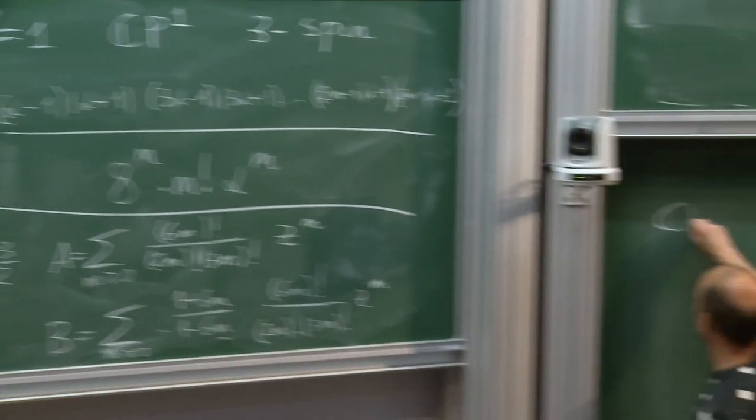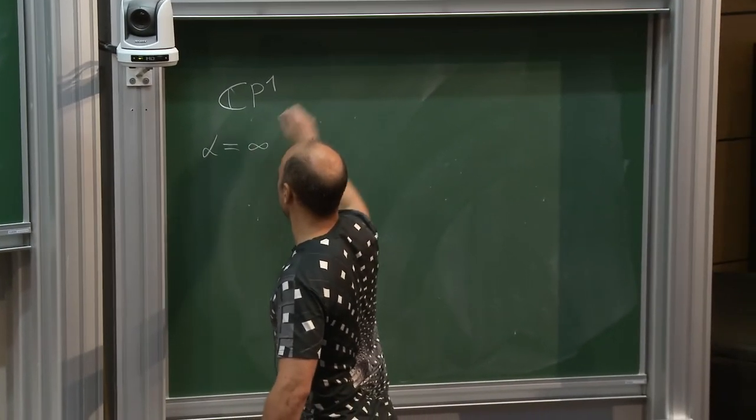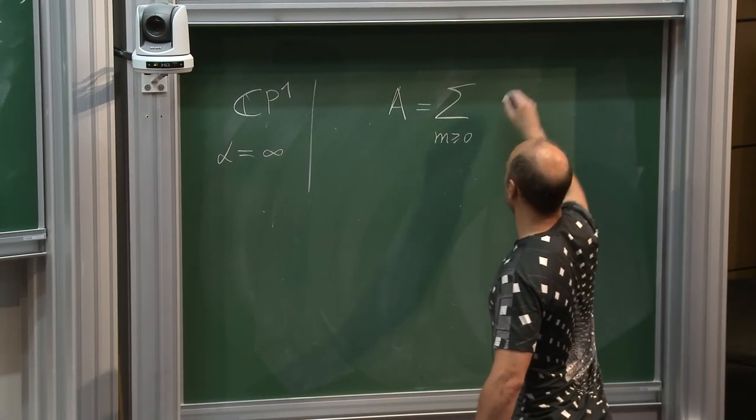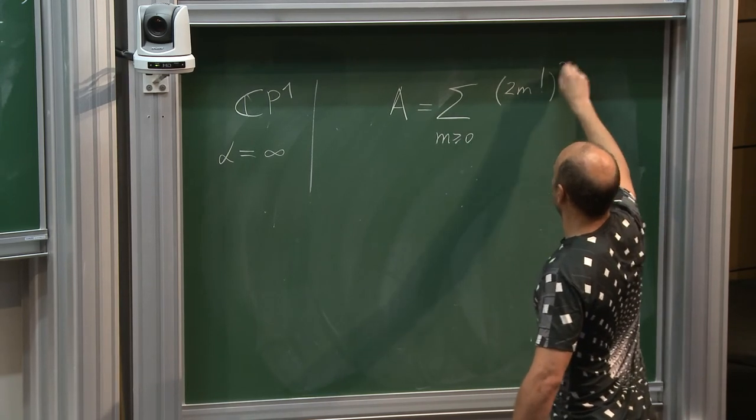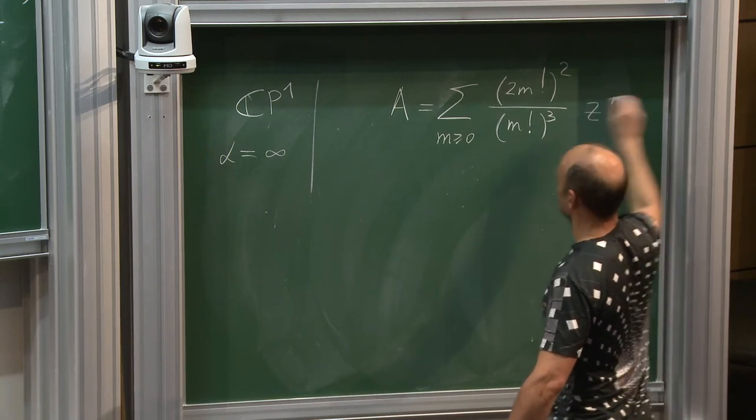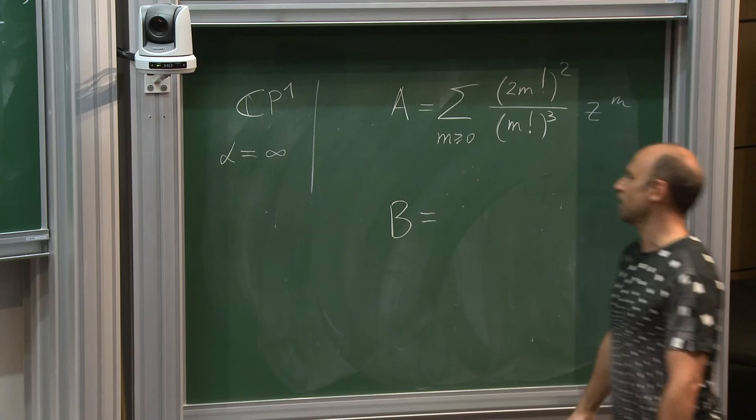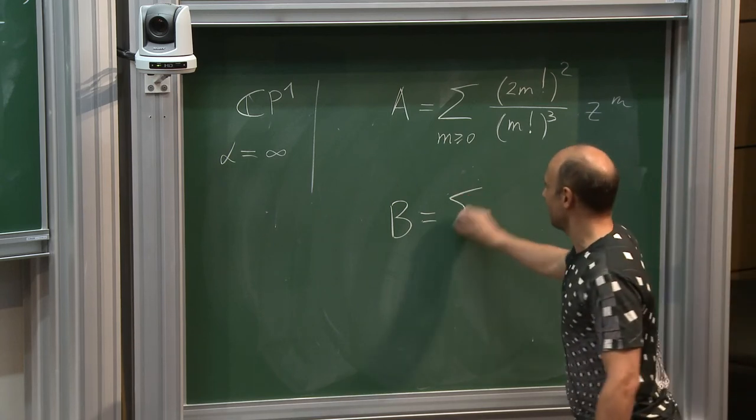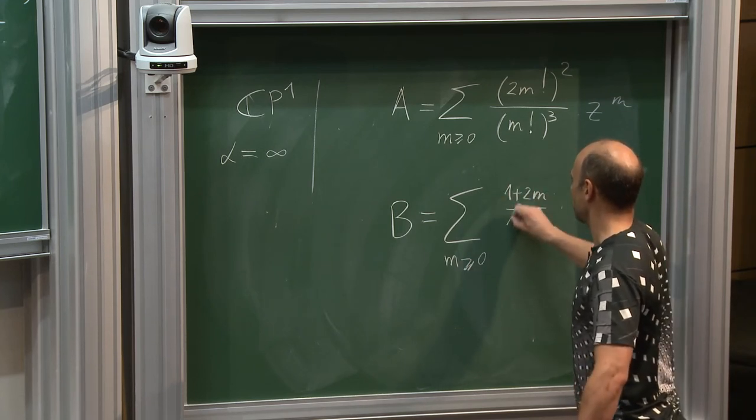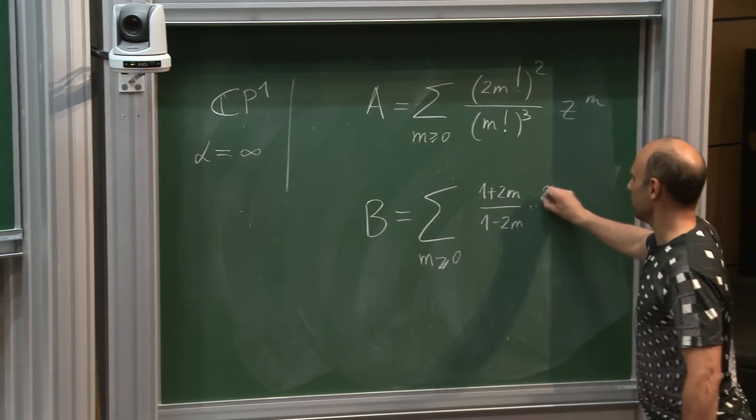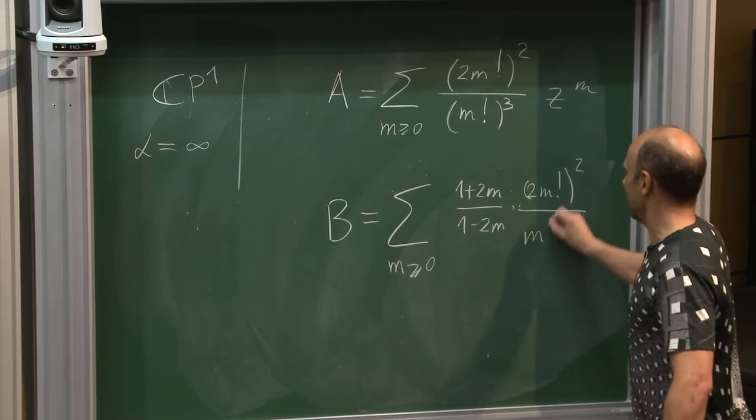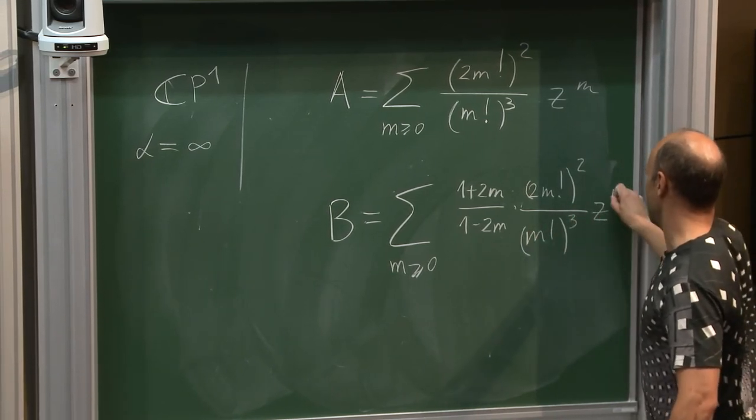And so for CP1, plugging alpha equals infinity, you find again two power series. One is the sum for m greater than or equal to 0 of 2m factorial squared over m factorial to the power 3, z to the m. And differentiating this in the asymptotic expansion, you find the second one, 1 plus 2m over 1 minus 2m, times the same thing, 2m factorial squared over m factorial to the power 3, z to the m.